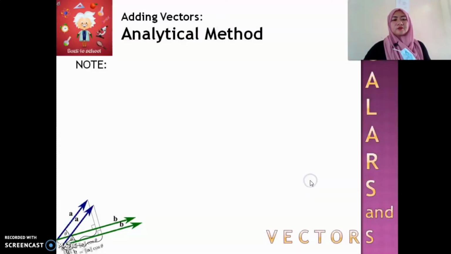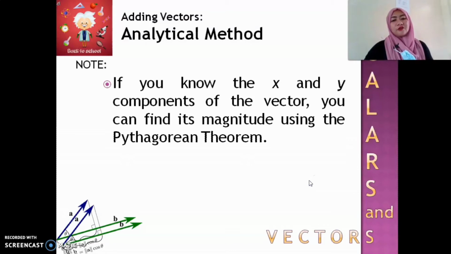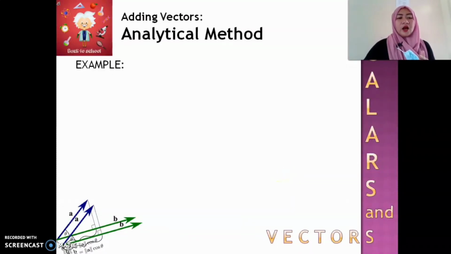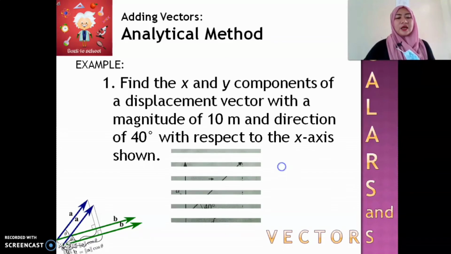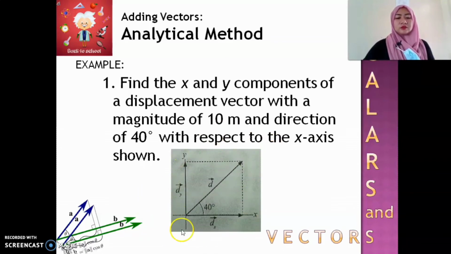You have to take note that if you know the x and y components of the vector, you can find its magnitude using the Pythagorean theorem. According to the Pythagorean theorem, C squared is equal to A squared plus B squared. Okay, let's apply that in this example. Find the x and y components of a displacement vector with a magnitude of 10 meters and a direction of 40 degrees with respect to the x-axis that is shown below.